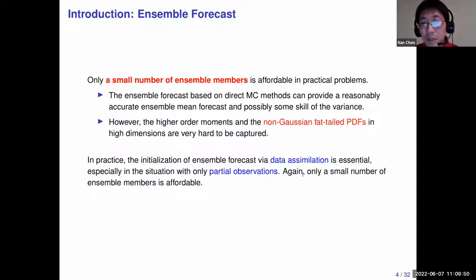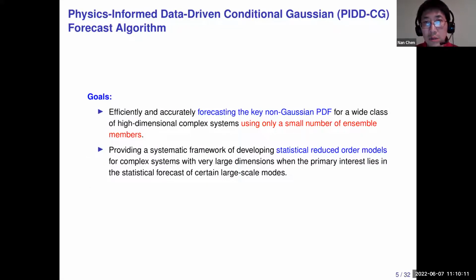Again, in practice, we usually use Monte Carlo simulation for ensemble data assimilation. Then again, we can only afford a small number of ensemble members. So for both forecast and initialization, this curse of dimensionality will bother us a lot. In this talk, I will try to discuss an alternative to overcome, at least partially overcome, these difficulties.